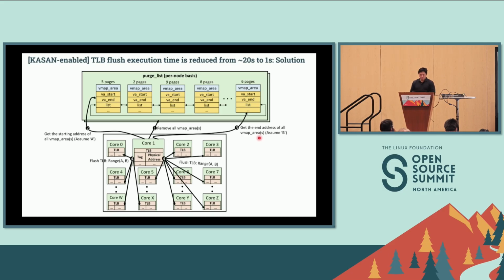Okay, so the final step is to flush the entire range, as shown here: flush TLB range A to B, the starting address and the end address of this list.